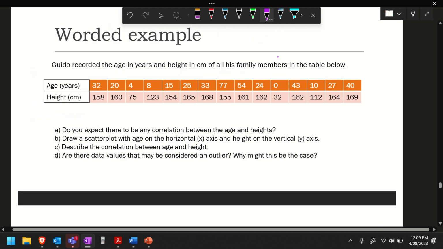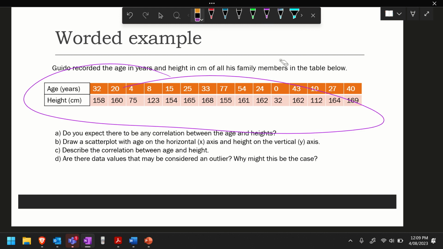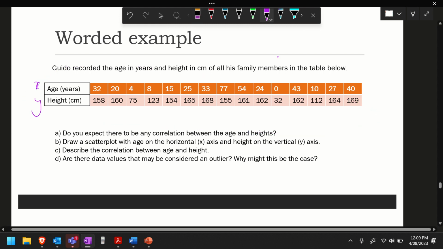So this page here, worded example. A lot of the questions you have in data are definitely going to be worded examples, so you've got to get good at interpreting what it's asking. Here, Mr. Guido recorded the age in years and height in centimeters of all his family members in the table below. All right, so there's my data. Remember, it's the same as an X and Y table.